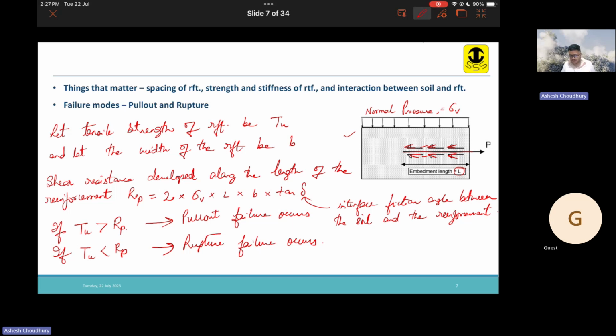So understood, right? When Tu is greater than the resistance, this is the resistance of the soil and this is my reinforcement. There is a force coming on the reinforcement. If the tensile strength is higher, there are chances that the reinforcement might come out of the soil. But if my tensile strength is less than the shear resistance, then the reinforcement might break away. So that is the rupture.